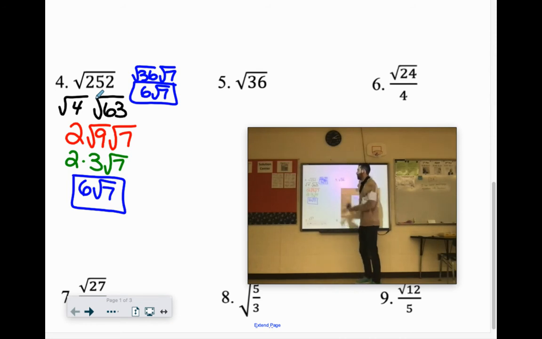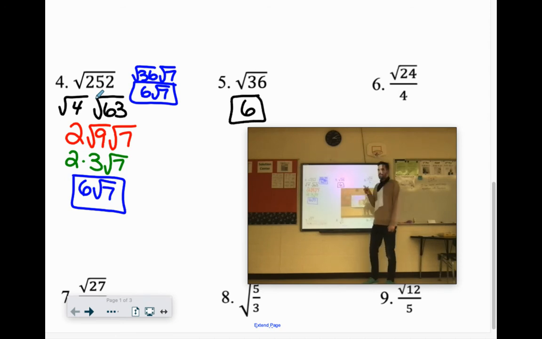Now if you look at number 5, 36 is a perfect square. The square root of 36 is 6. Now you might be wondering, oh, isn't it 6 and negative 6? Yeah, but when you're just simplifying radicals like this, you just take the positive answer out. Now, if you're solving equations with it, and you're taking the square root of 36, that's where you would use 6 and negative 6.